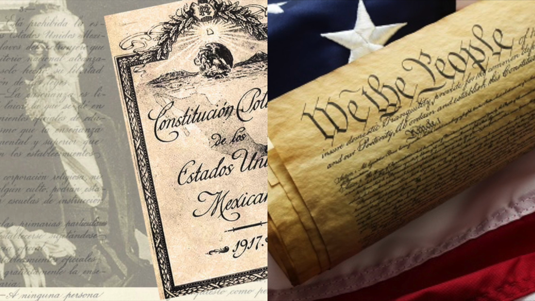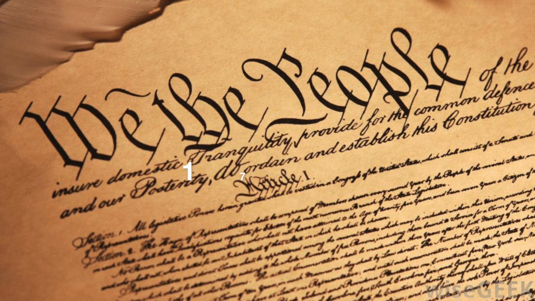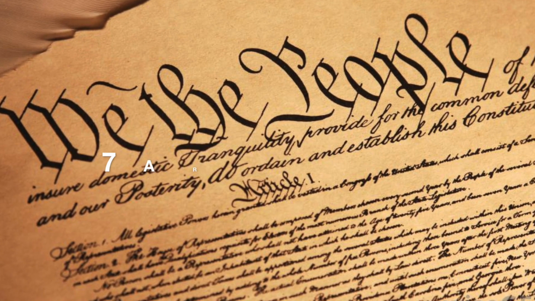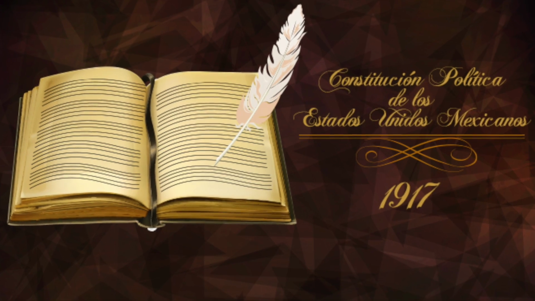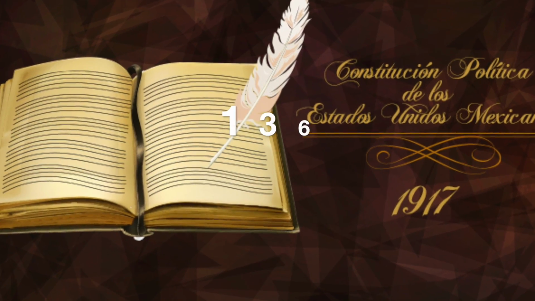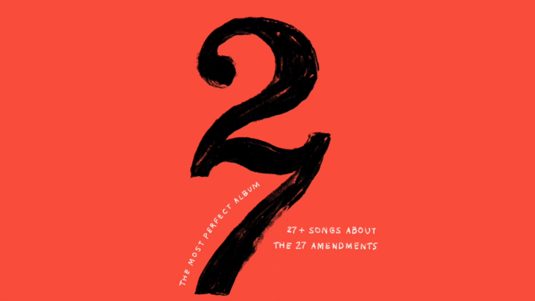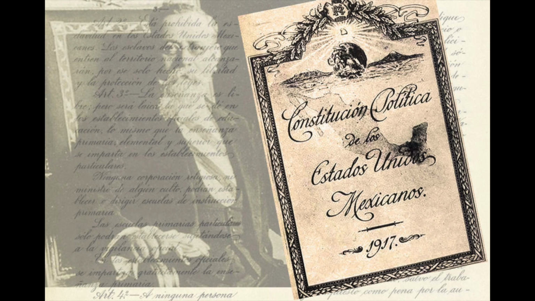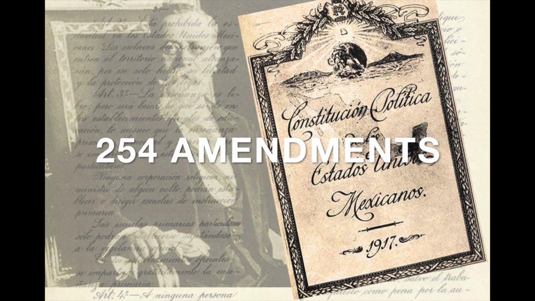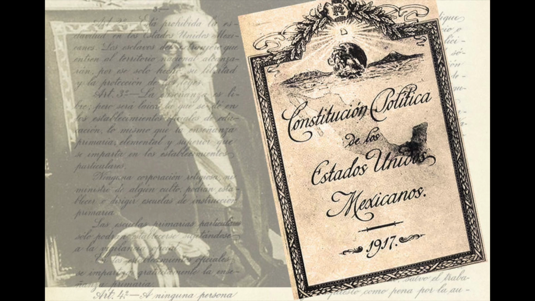Regarding the difference between the U.S. Constitution and the Mexican Constitution, it is important to note that the U.S. Constitution was promulgated in 1789 and has 7 articles, whereas the Mexican Constitution was promulgated in 1917 and has 136 articles. Also, the U.S. Constitution has only 27 amendments, with the last amendment in 1992. The Mexican Constitution, however, has more than 254 amendments, the last one actually being this month.